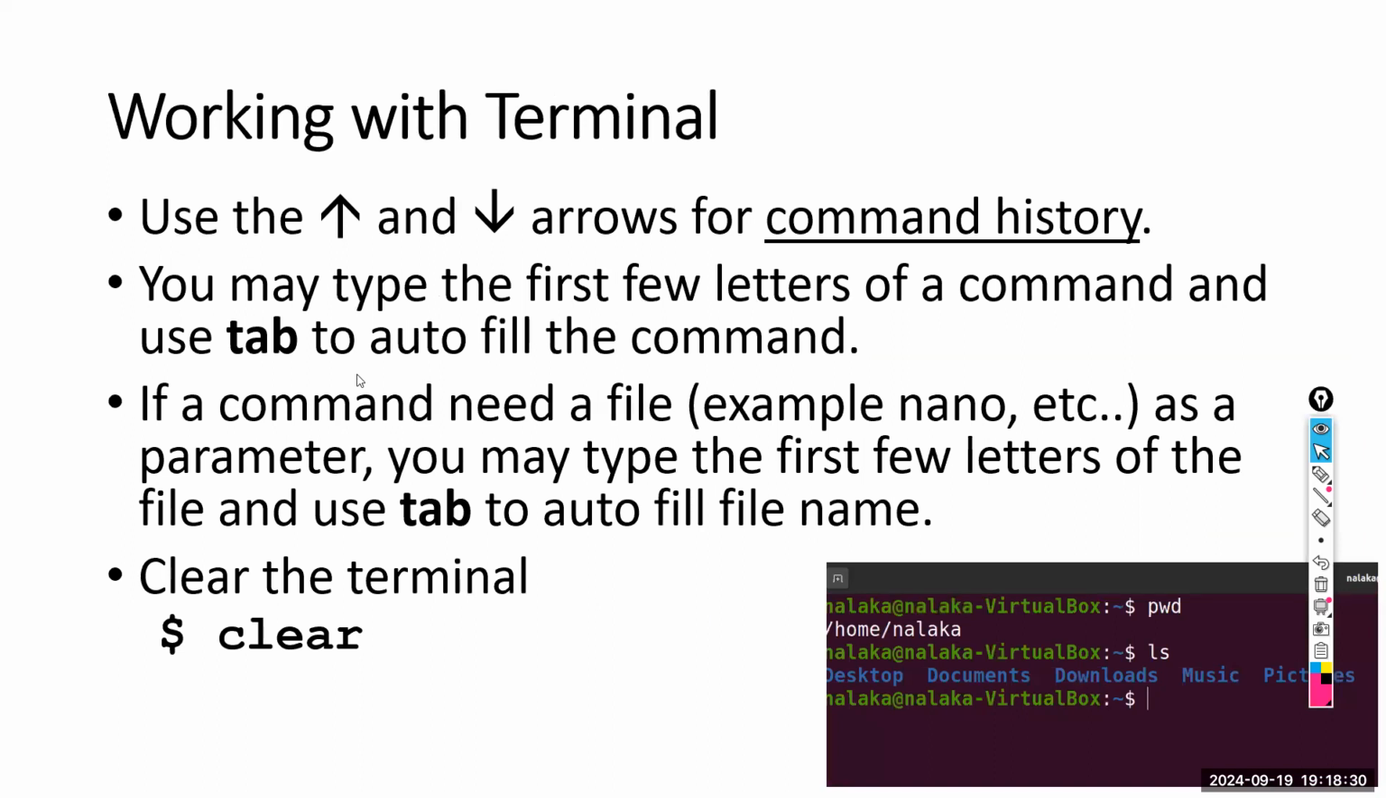And also, when you're working with the terminal, your up and down arrow keys will bring up the historical commands that you typed, which is very handy. Otherwise, you need to keep typing. And also, when you have a command and maybe one of the parameters is a file name, you can just type the first or first and second characters and use tab. It will auto-fill the file name if there's a file with those characters. Okay, if there are too many files, just narrow it down by typing more and more letters and tabbing. Okay, and if you want to clear the terminal, just type clear and enter.